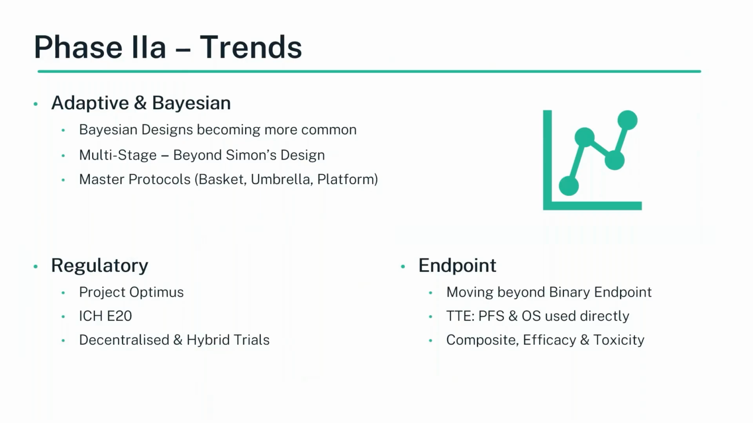But then we also have composite endpoints and multi-outcome designs, which are becoming more popular. And these are a bit more relevant for cell and gene therapies, where efficacy, durability, and toxicity all need, I don't want to say equivalent, but similar levels of consideration.